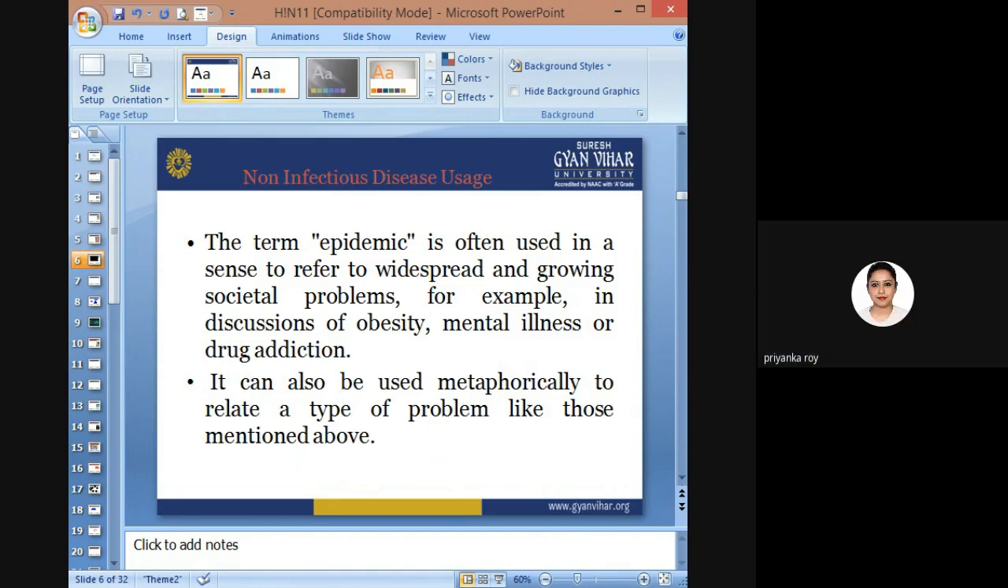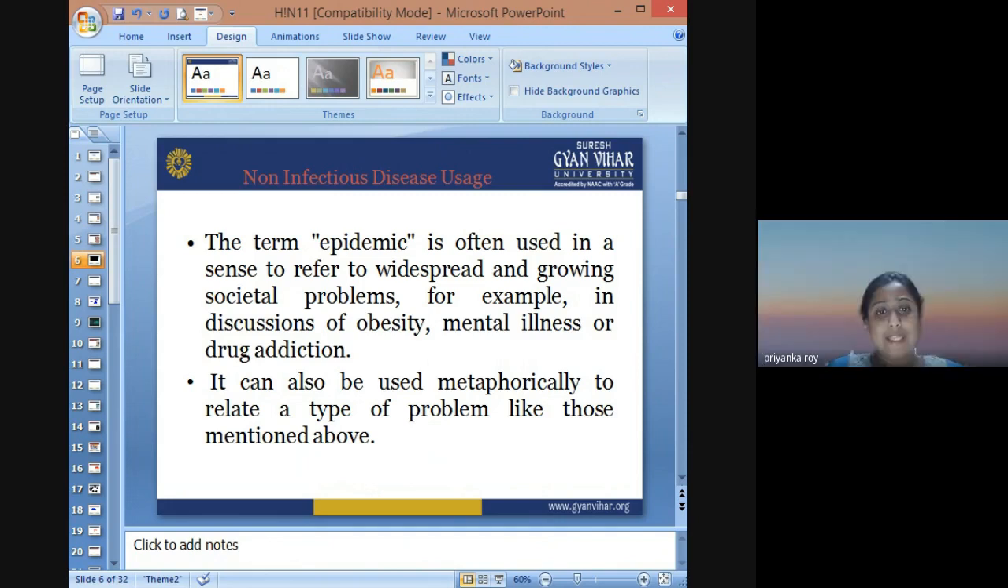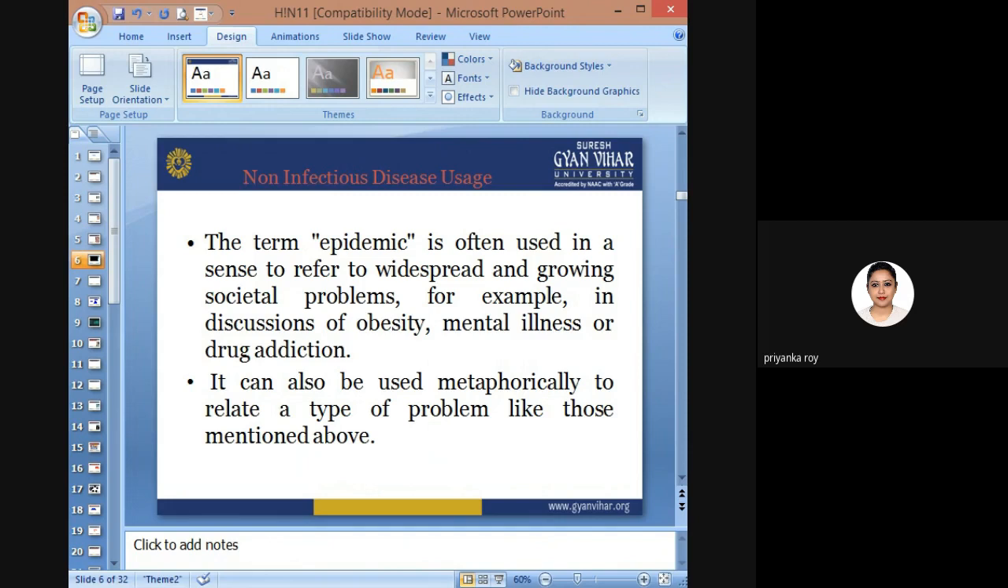There are regions where mental illness is very common. Then drug addiction, like in India you have Punjab, where people are getting more addicted to drugs. There was a time when it was said that Punjab was becoming more addicted to drugs. So it is an epidemic in Punjab. Drug addiction is an epidemic in Punjab. So it can also be used metaphorically to relate to a type of phenomenon, like when you mention, oh, that thing has spread like an epidemic. Okay, you can use it as a metaphor also.